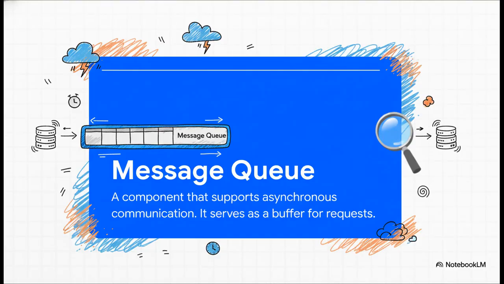Now, to take this even further and make our system even more resilient, we can add something called a message queue. So think about this. A user uploads a huge video. Instead of making the web server process it right then and there, which would be really slow, the web server just drops a little message into a queue that says, hey, process this video. Then a completely separate group of servers can pick up that message and do the heavy lifting later. This completely decouples our system and keeps everything feeling fast for the user.